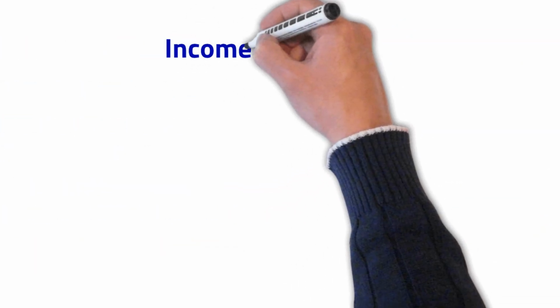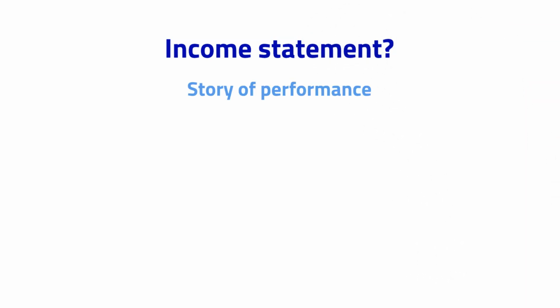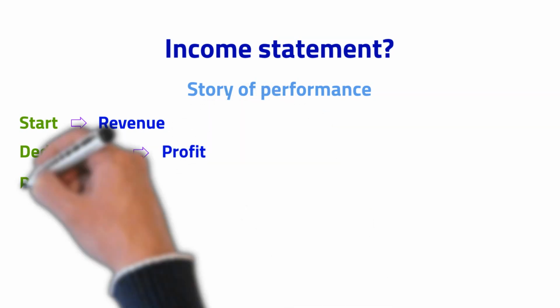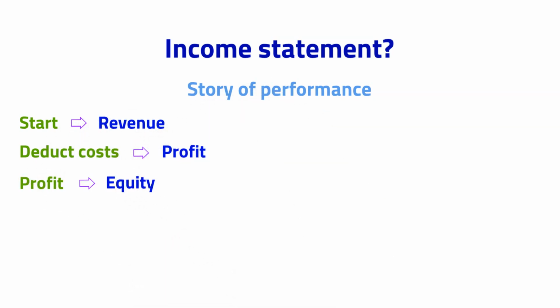Income statement tells us a story of performance. It starts with revenue, subtracts each cost, lands on net profit. Profit belongs to owners and flows into the next balance sheet equity line.